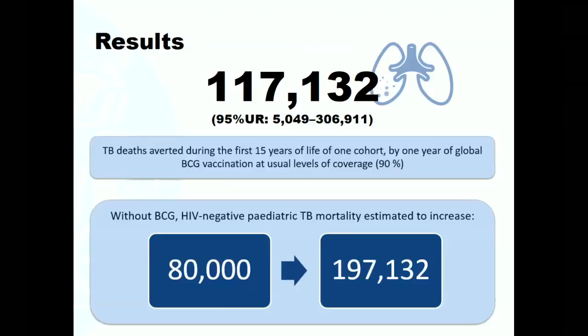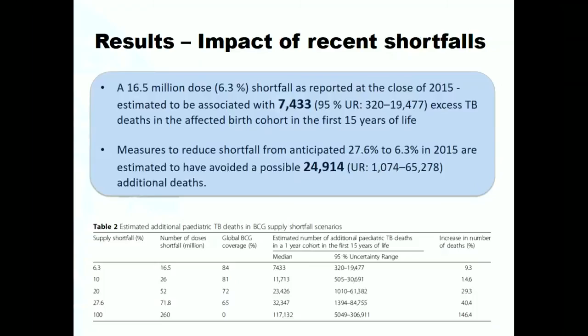Now, if we were to think about what the world would look like if we didn't have BCG, so the baseline estimate of paediatric TB mortality was 80,000. If we were to have no BCG available, the modelling results suggest that we'd have almost 200,000 deaths.